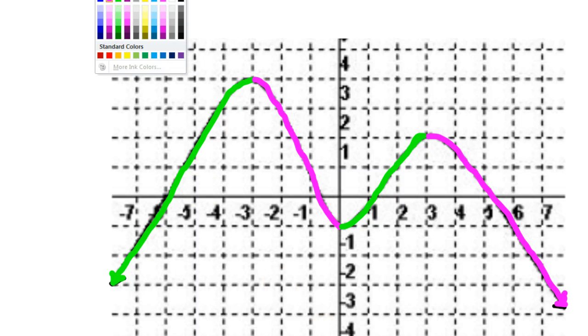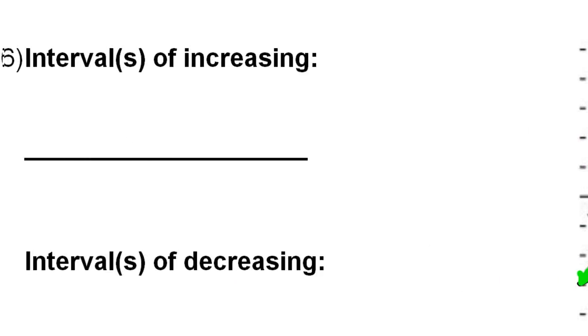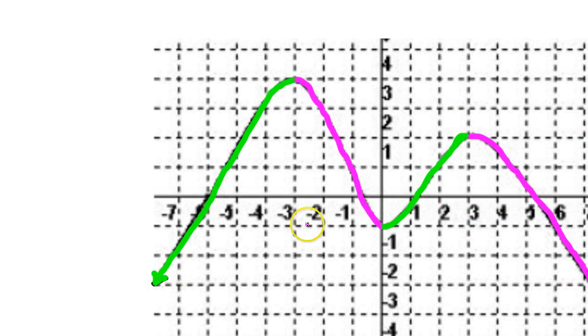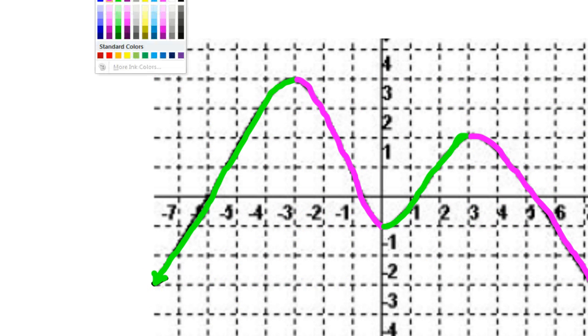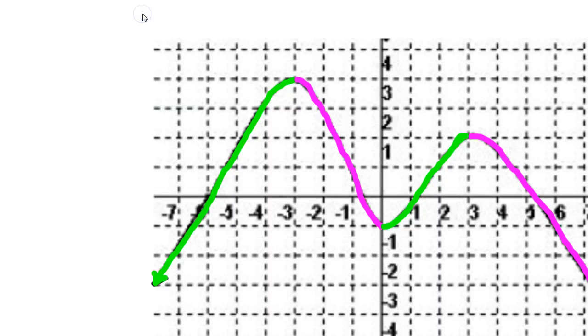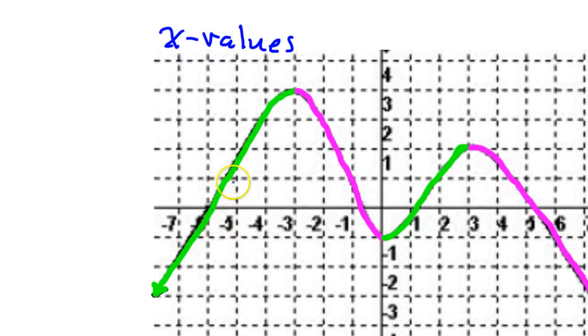So increasing and decreasing, what are they sort of asking us for first? So first let's talk about the intervals of increasing. Those are the two green portions. Now we're only looking at x values right now. We are only looking at x values when we are talking about increasing and decreasing.